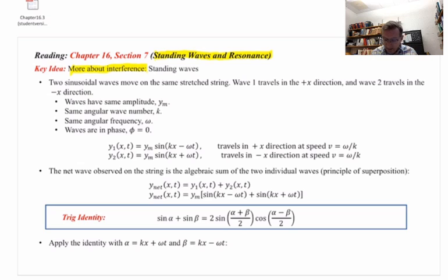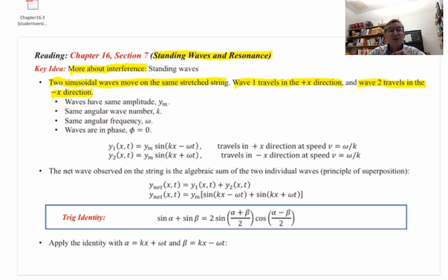So here's the scenario. We're going to have two sinusoidal waves moving on the same string under tension at the same time, just like we did in section 5. Wave 1 will travel in the plus x direction, just like in section 5. But here's the new wrinkle. Wave 2 is going to travel in the negative x direction. So in other words, I've got two waves traveling on the same medium at the same time, but they're traveling in opposite directions. And I'll talk you through how that can happen physically, but that's the situation.